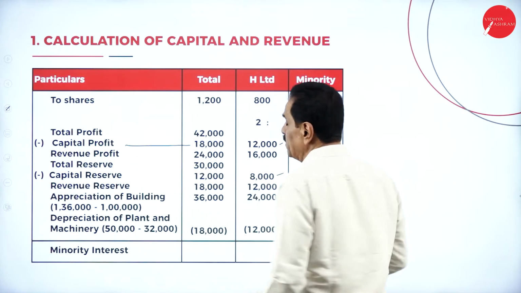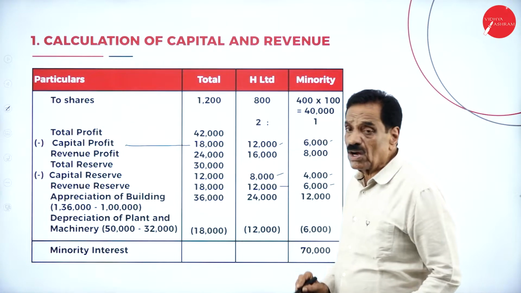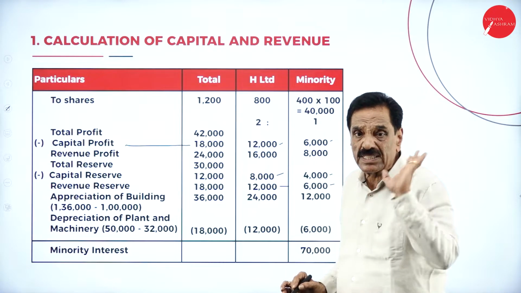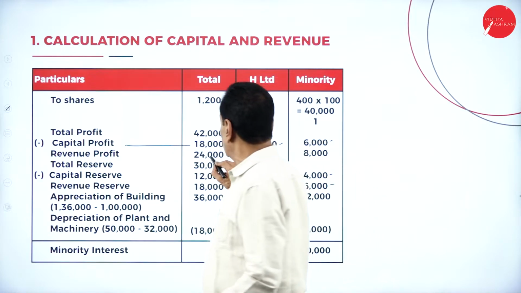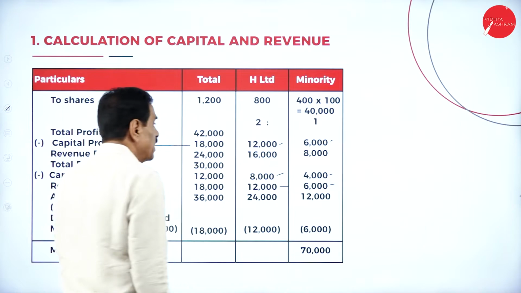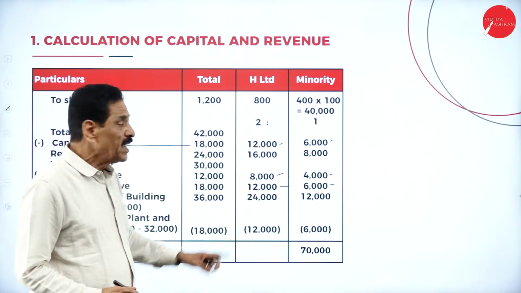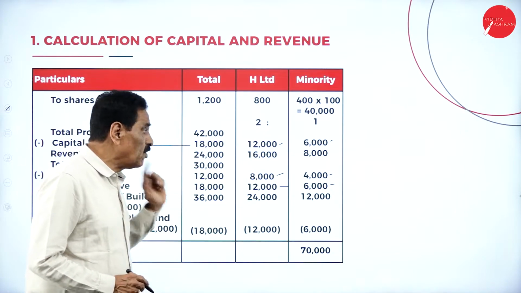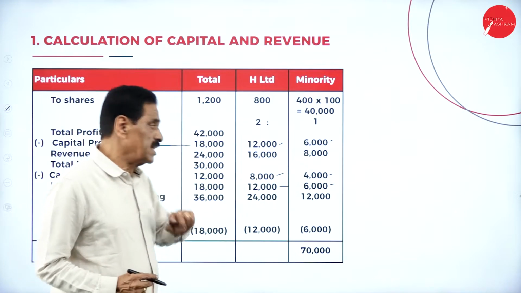I will repeat once again. The total profit is 42,000. At the time of acquisition, they had 18,000, which is considered a capital profit. The balance 24,000 is considered a revenue profit. Share the 18,000 in the ratio of 2:1. H gets 12,000, minority 6,000.